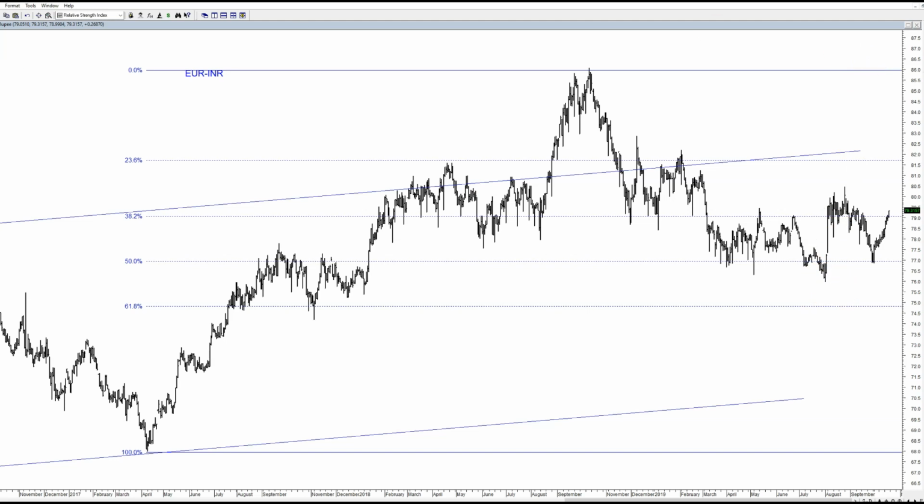So last week we have gone long on the euro against the rupee, and we are looking for euro to move above 81, and once that happens we would look further.